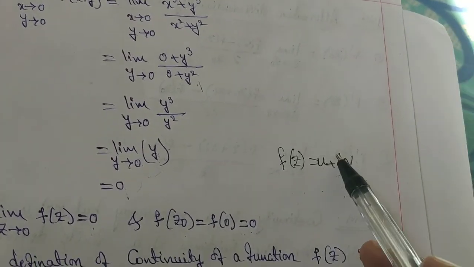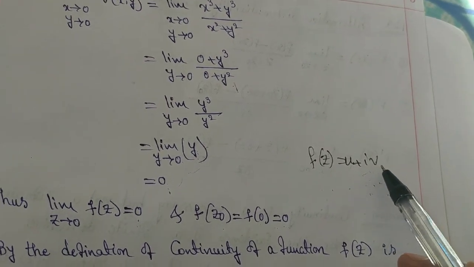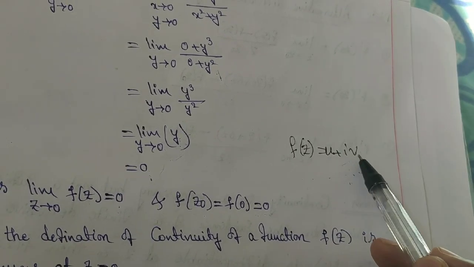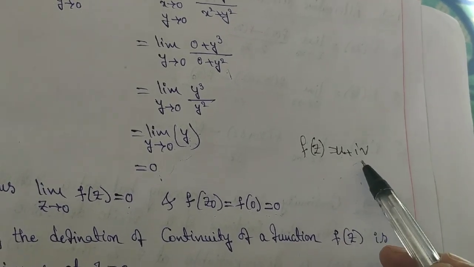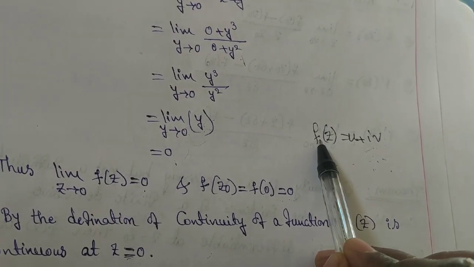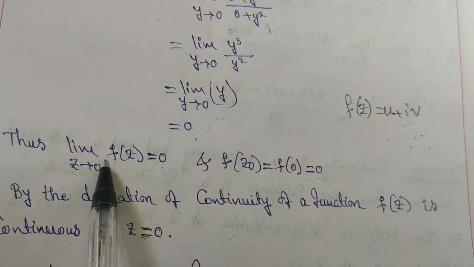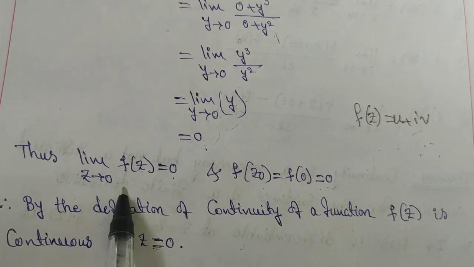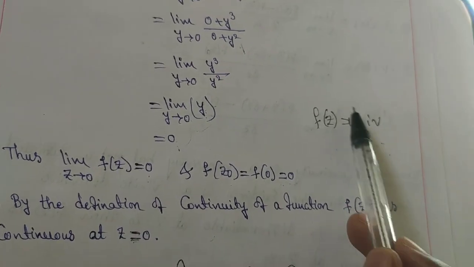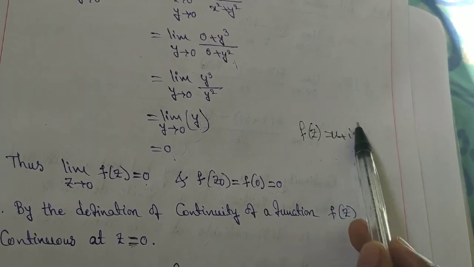That means when applying the limit for u and v, we got the same answer. If we apply the limit for u, we got 0. If we applied it for v, here also we got 0. That means u plus iv tends to 0 when we apply the limit. So we can write that the function f of z tends to 0. I wrote limit z tends to 0 of f of z equals 0 because f of z equals u plus iv.